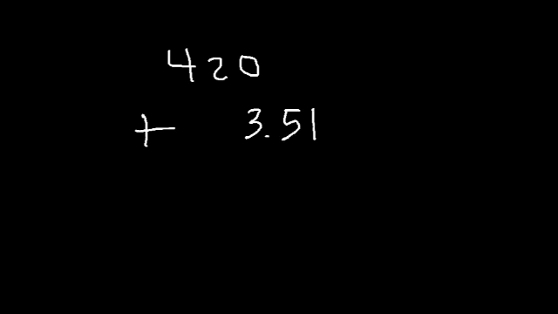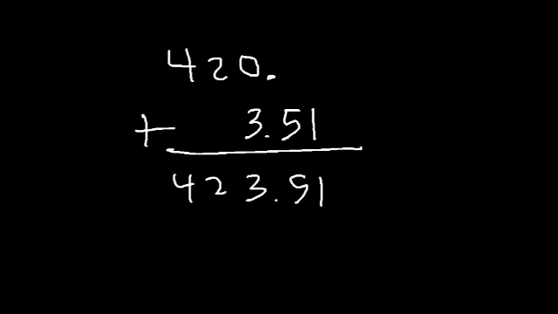Now what if you get a problem that looks like this? 420 plus 3.51. And let's say there's a decimal point. How would you do it? So if we add these numbers, it's going to be 423.51. But we need to round it here. So the answer is simply 424.